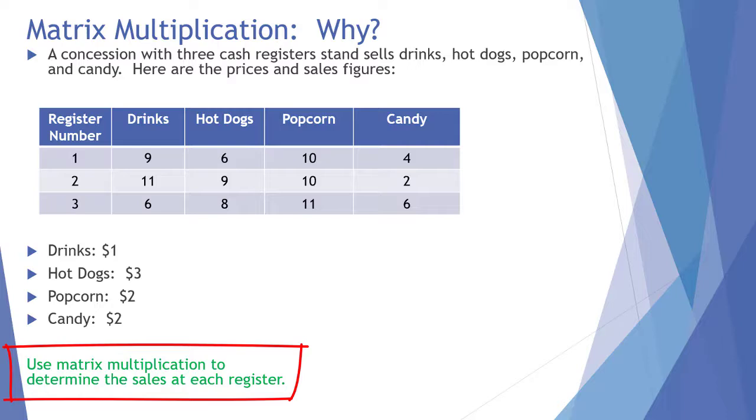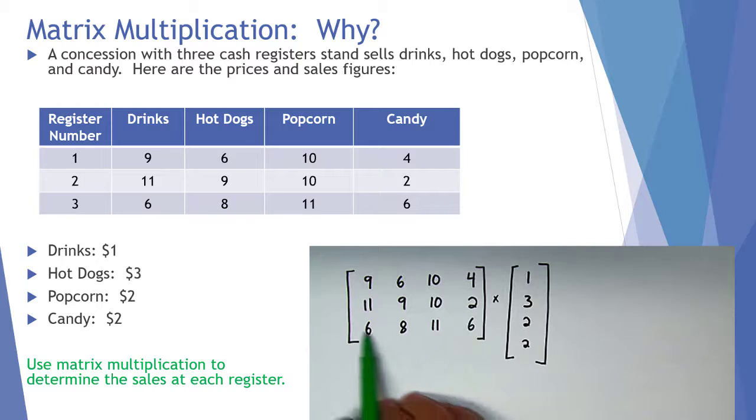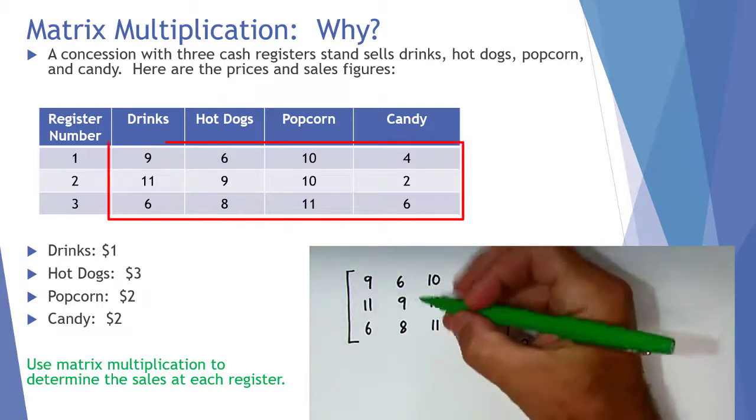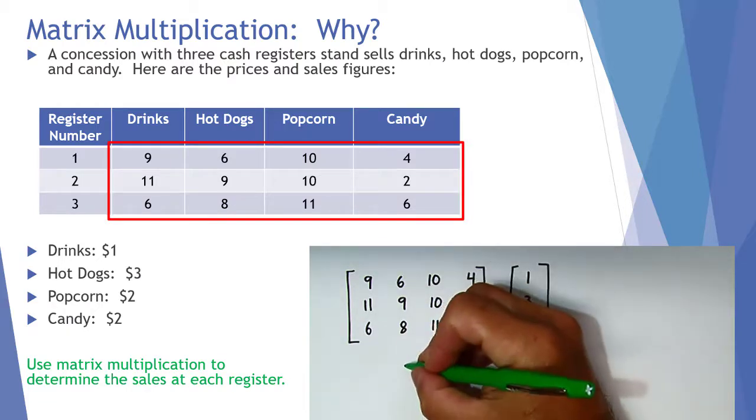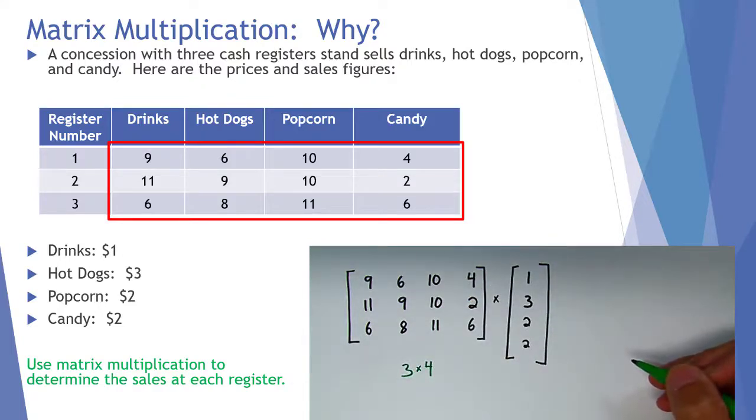Well, you certainly could perform a whole bunch of individual multiplications here to get that total, and that's ultimately what we'll do, but we're going to do it using a matrix. So notice that the register number really isn't important here. That's not actual data. That's just telling us what the numbers are, just like drinks, hot dogs, popcorn, and candy. So I've taken the sales figures here and put them into this matrix on the left, and that is, after all, 3 rows by 4 columns. That's a 3 by 4 matrix.